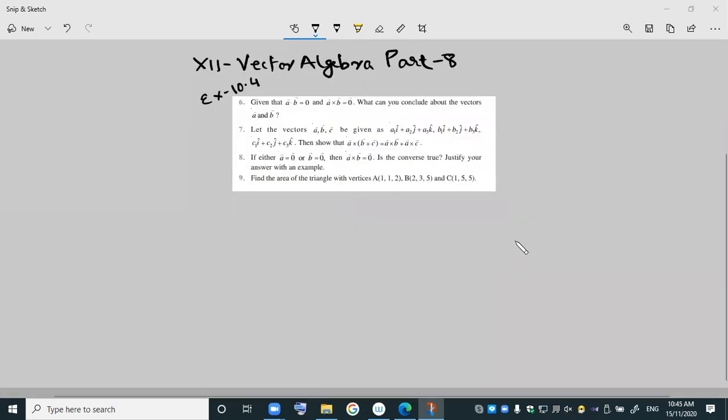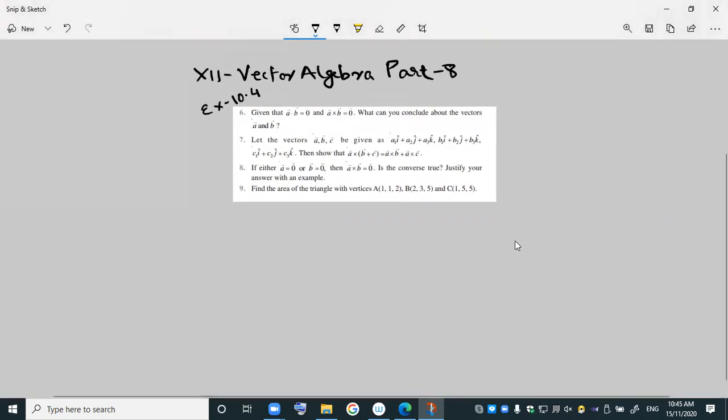So exercise 10.4 we were doing. Now we have to start question number 6. The question is given that A dot B is equal to 0 and A cross B is also 0.